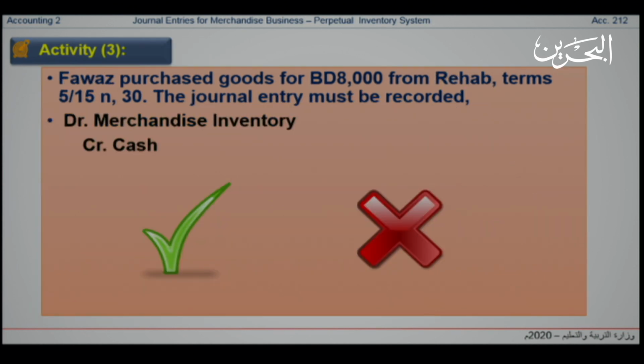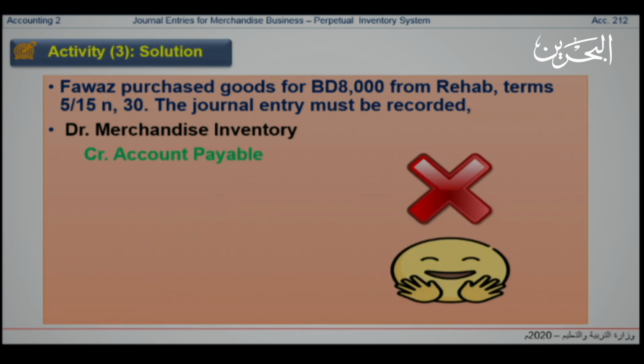Second, Fawaz purchased goods for 8,000 from Rehab Company with this term. The general journal must be recorded as merchandise inventory on the debit side, and on the credit side should be the cash. Is it right or wrong, my dear student? Think about it.